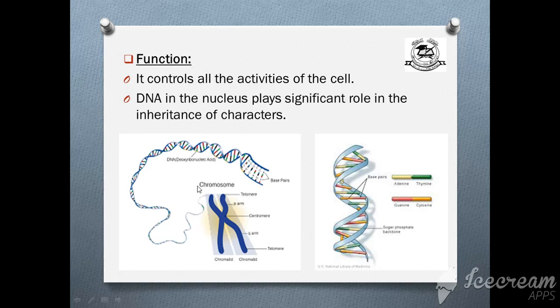Second, very important function done by DNA. This is chromosome. When we open its thread, it is made up of DNA. This is double helix structure of DNA. DNA in the nucleus plays significant role in the inheritance of characters from one generation to another generation, from parents to children. Okay, so this is the very important function of DNA. Alright, so this is all about nucleus and its function and structure.